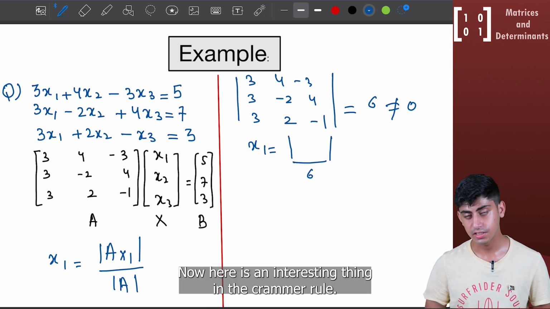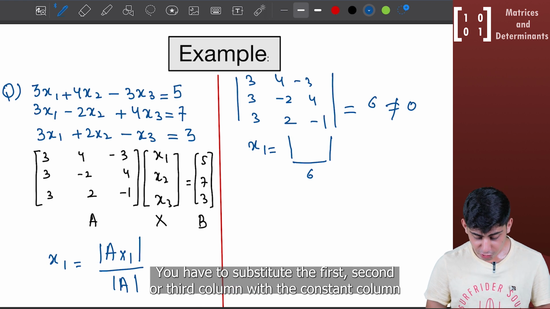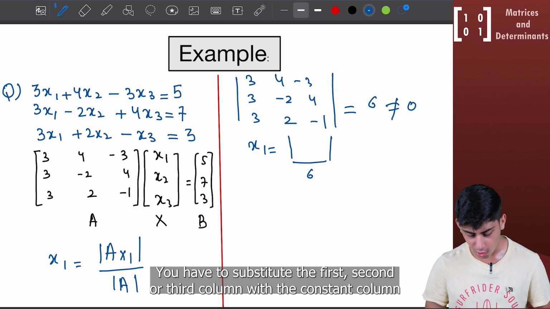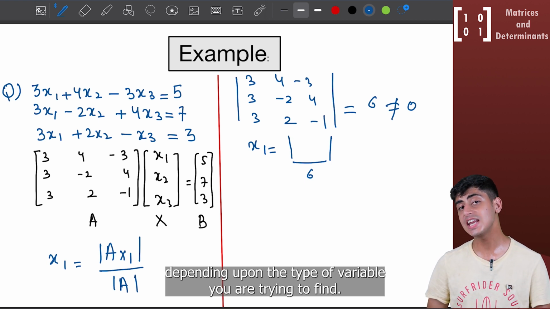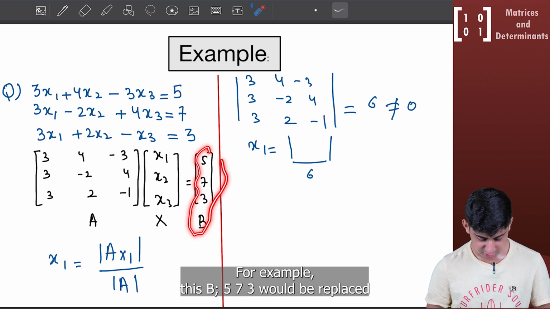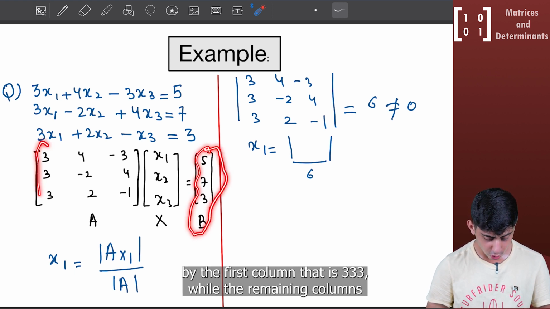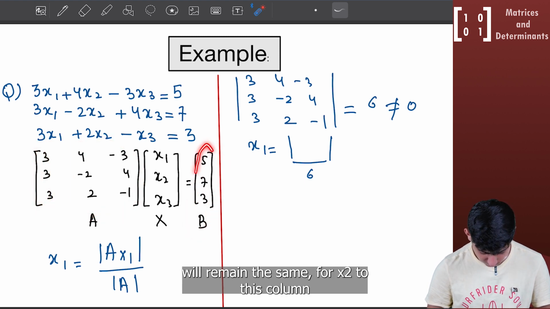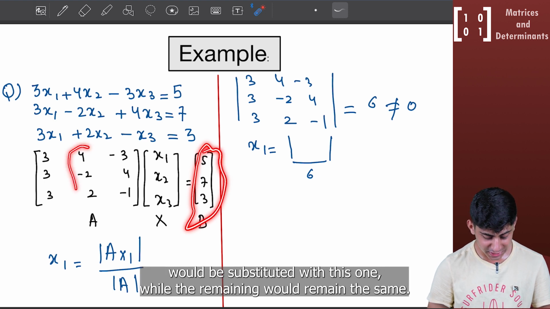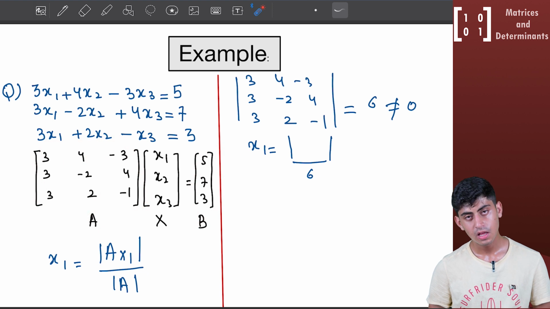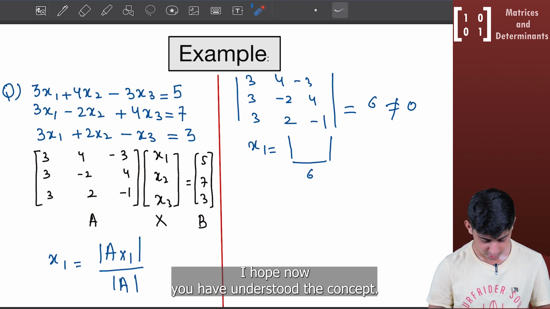Now, here is an interesting thing. In Cramer's rule, you have to substitute the first, second, or third column with the constant column depending upon the type of variable you are trying to find. For example, for x1, this column B (5, 7, 3) would replace the first column, that is 3, 3, 3, while the remaining columns will remain the same. For x2, this column would be substituted with this one, while the remaining would remain the same. I hope now you have understood the concept.